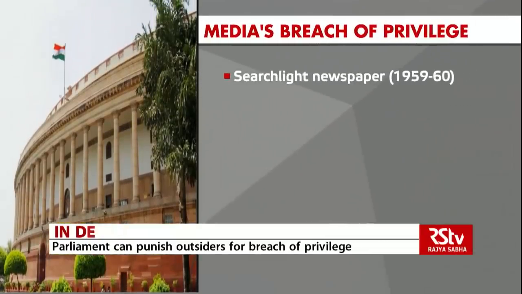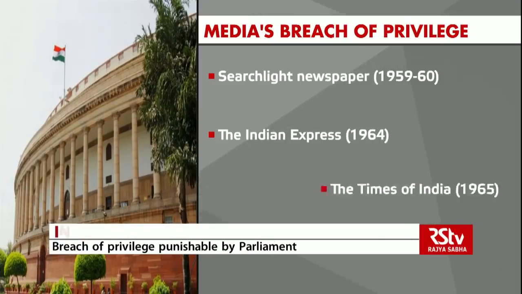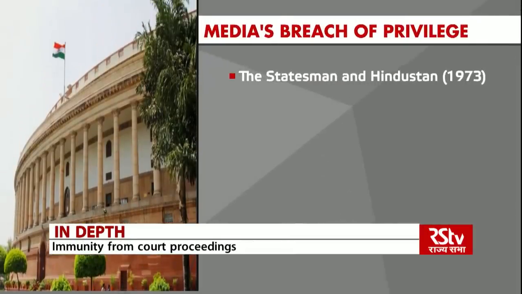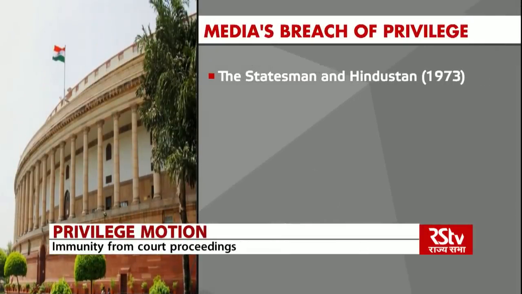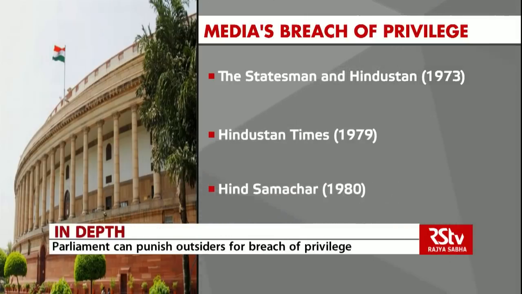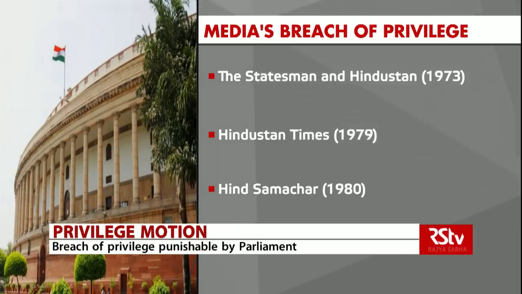Many cases, including those against the Searchlight newspaper from 1959 to 60, the Indian Express in 1964, the Times of India in 1965, the Statesman and Hindustan in 1973, the Hindustan Times in 1979, the Hind Samachar in 1980, and many others were about wrongful reporting. The media apologizes for its bona fide error and offers to publish a correction and an apology.